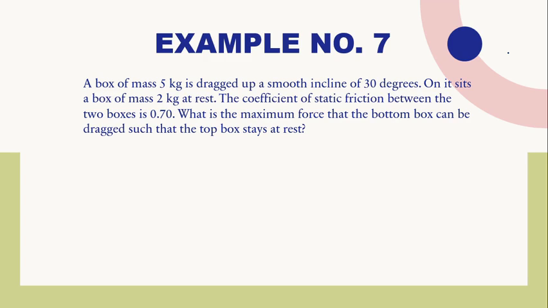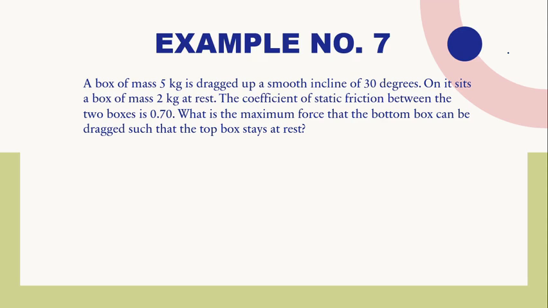Example number 7. A box of mass 5 kg is dragged up a smooth incline of 30 degrees. On it sits a box of mass 2 kg at rest. The coefficient of static friction between the two boxes is 0.70. What is the maximum force that the bottom box can be dragged such that the top box stays at rest?